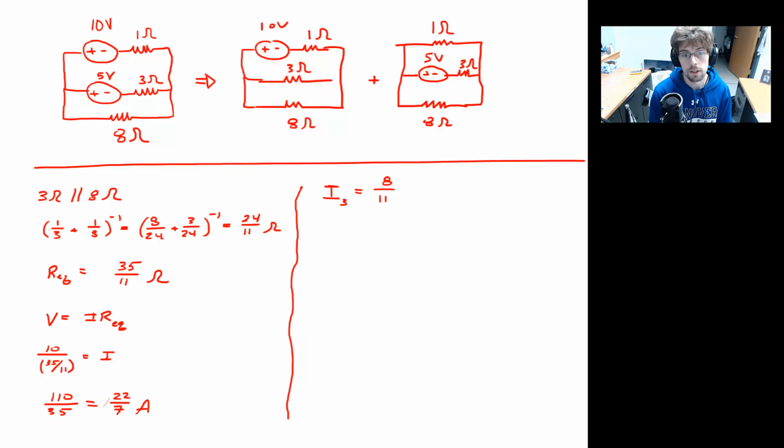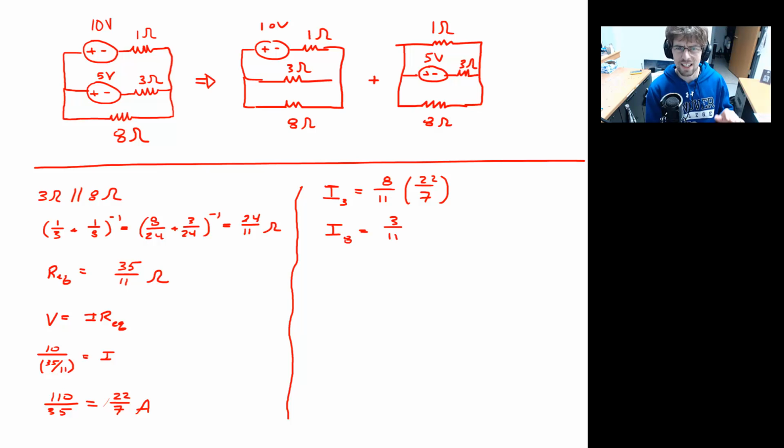So 8/11 times the original current. So I'll put times 22 over 7. That is how much will go through the 3 ohm branch. Similarly, for the 8 ohm branch, 3 over 11.